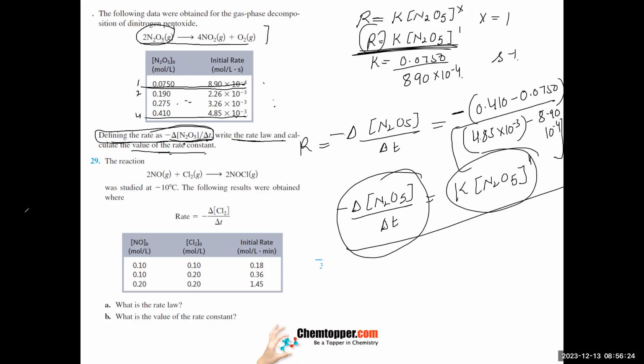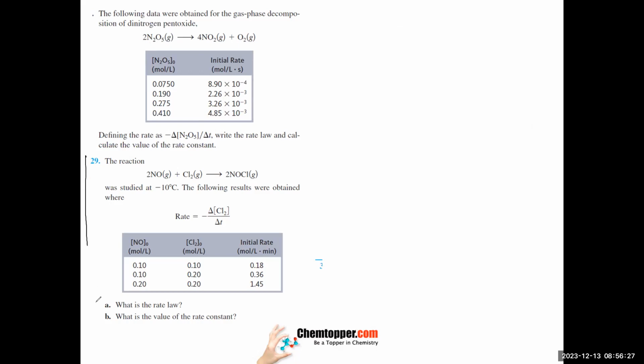Ready for one more? This one, children. Can we do it fast? Rate is written here in terms of this Cl2. But what's the rate law? First thing, rate law. K times, yes please, type it here. Naisha, type the rate law. The assumed one, looking at the equation in terms of x and y. NO raised to power x, Cl2 raised to power y. That's the rate law.